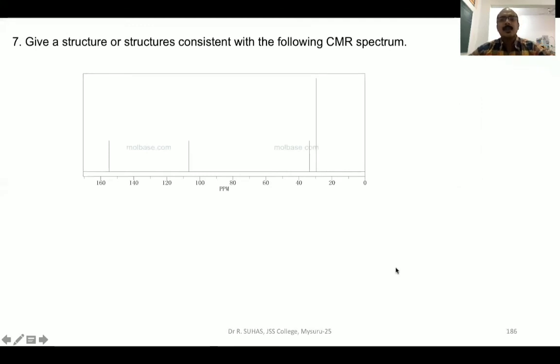Now we will move to the next problem, the seventh one. Give a structure or structures consistent with the following CMR spectrum. In the previous problems, the multiplicity and the chemical shift values were given, whereas in this problem, they have given the CMR spectrum directly and asked you to find out the structure or structures of the compound.